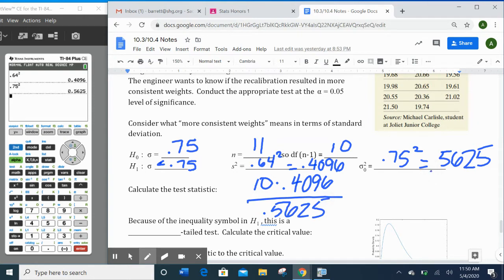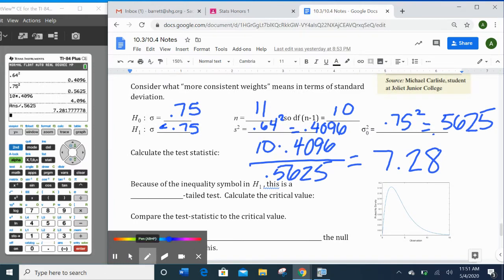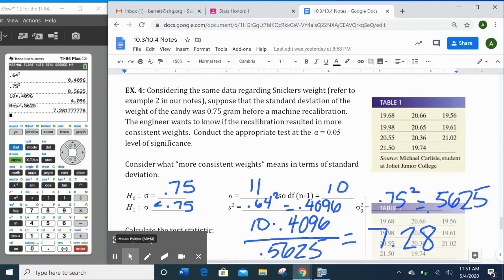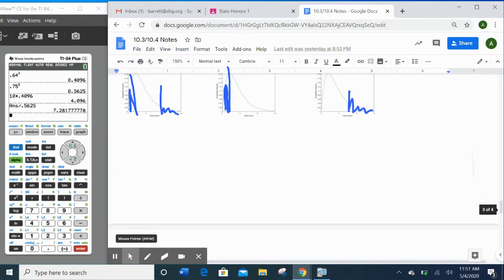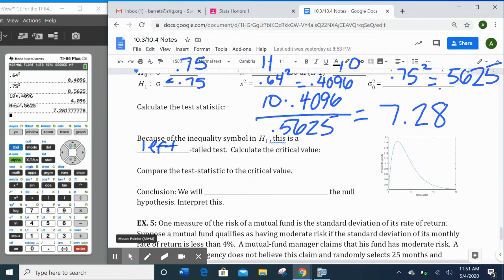The reason why I find all those things separately is because then that formula is a little less daunting. So 10 times 0.4096 divided by 0.5625. So I get a test statistic of 7.28. Because of the inequality symbol in H1, this is a left-tailed test. And so when I think about the picture, I need to find the critical value because I need to know whether this 7.28 is in the shaded region or not.